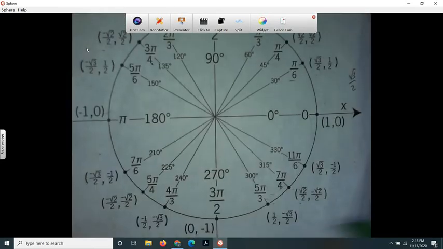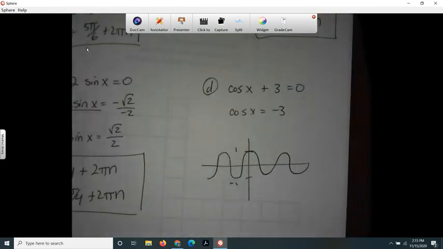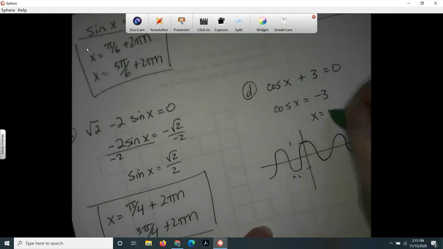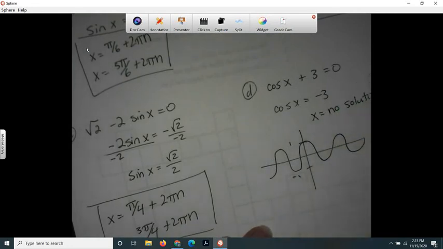So we're just going to say no solution. X equals no solution. That was a weird thing to say. Let's just say no solution.